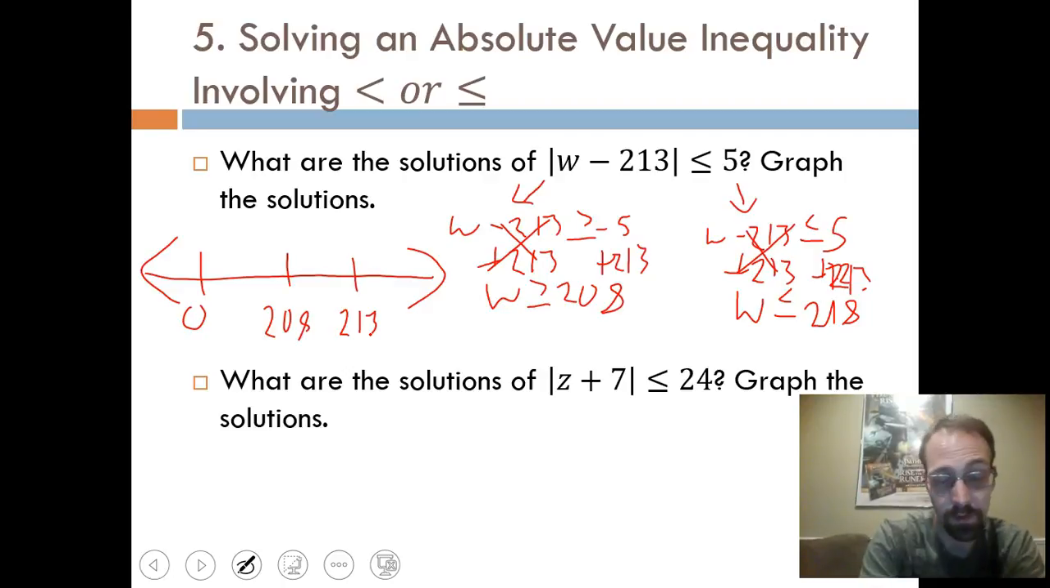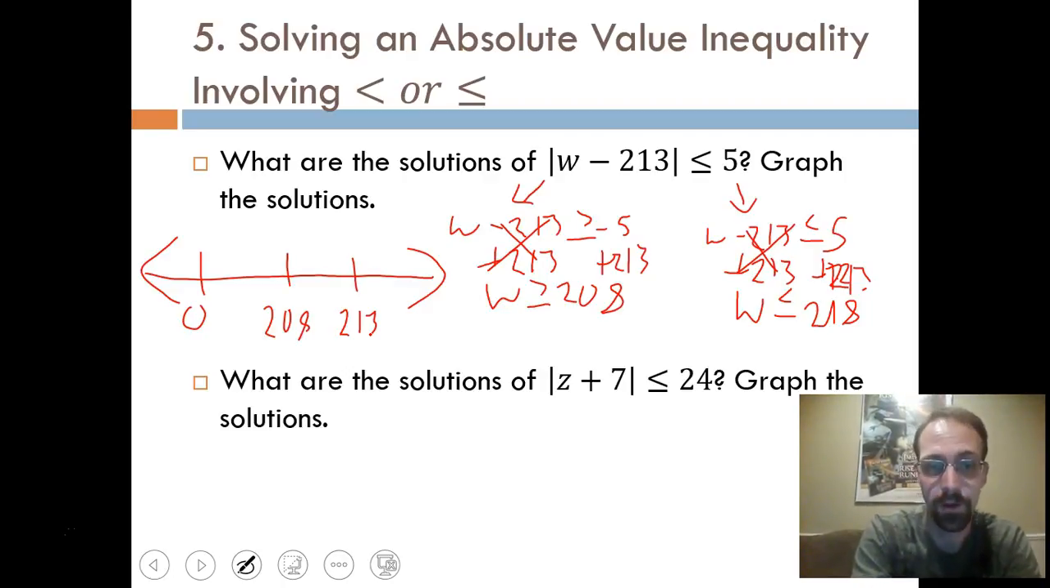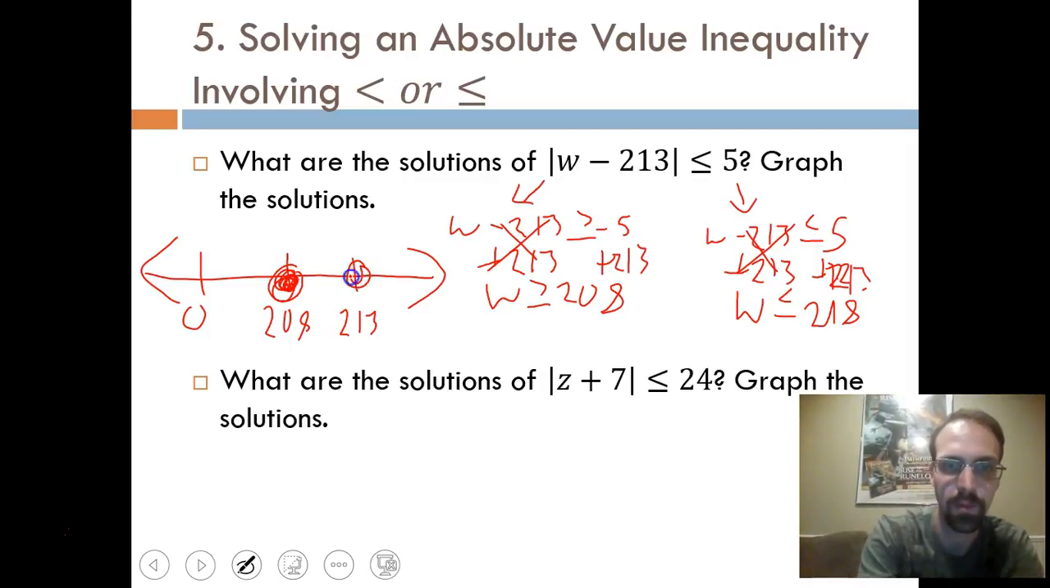The distance between 0 and 208 is much weirder than the distance between 208 and 213, so I'm not entirely happy with that, but that is what it is. I'm greater than 208 but less than 218, so I'm shading in between. So this is an "and" inequality.